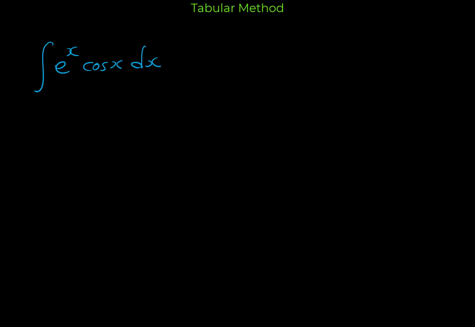First, you have to make your table. For the tabular method, if you remember, we had three columns. The sign column, which always starts with plus, then minus, then plus, and so on. Then a derivative column, and an integral column. Always in the tabular method, we have a derivative column and an integral column.